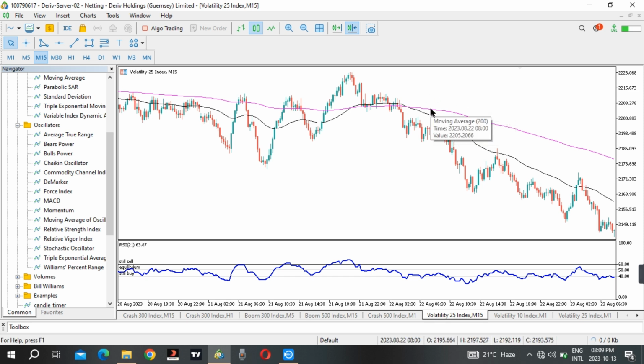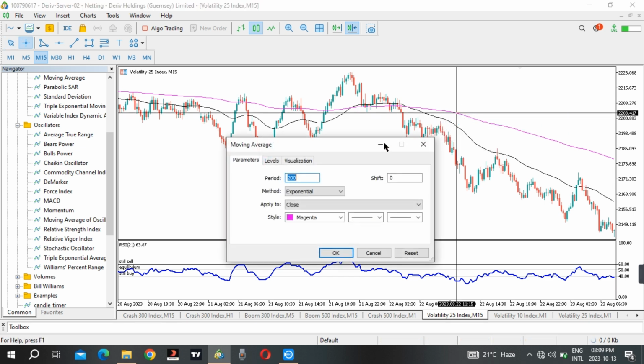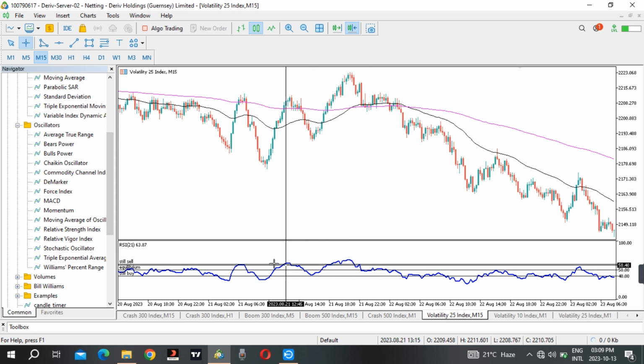For the first moving average, we've got the moving average of period 200. So let me just go here: period 200, method exponential, apply to close. Then it's purple on my chart. Then the second one is the 50 moving average. So it's exponential and apply to close again. Those are the 2 moving averages that we are using.